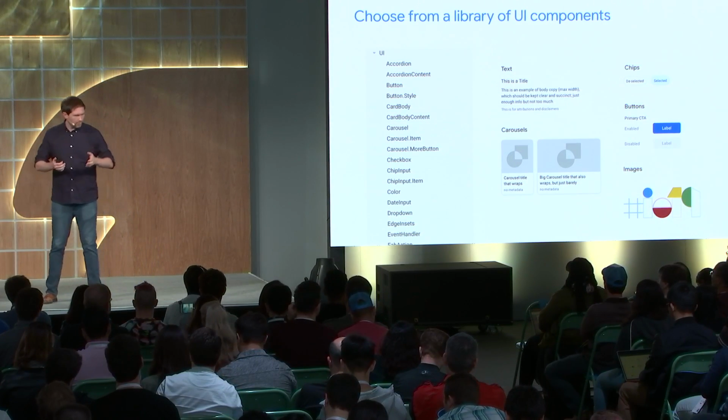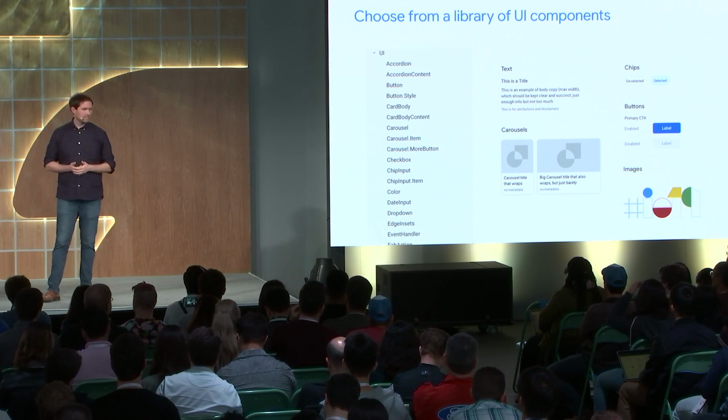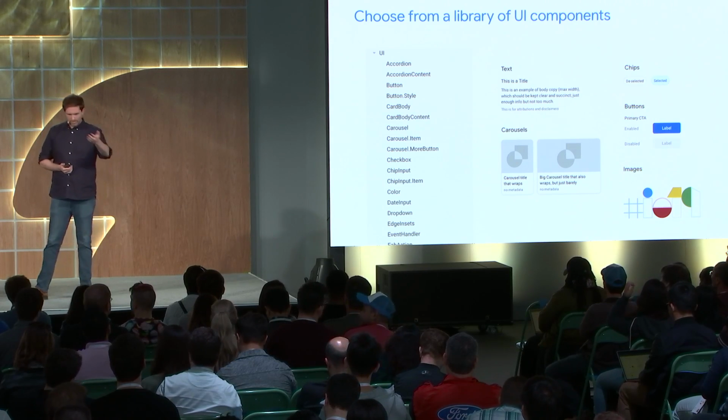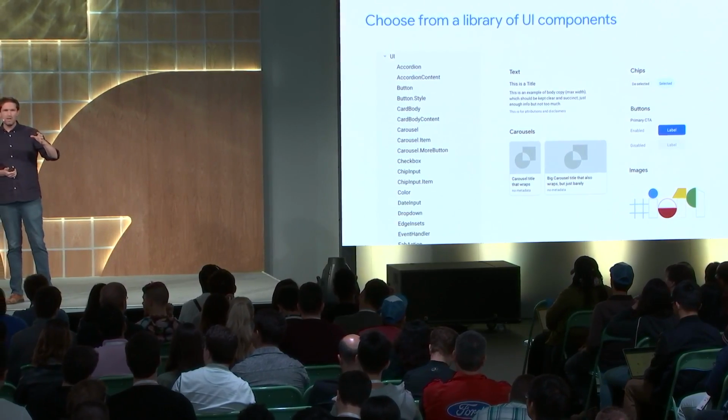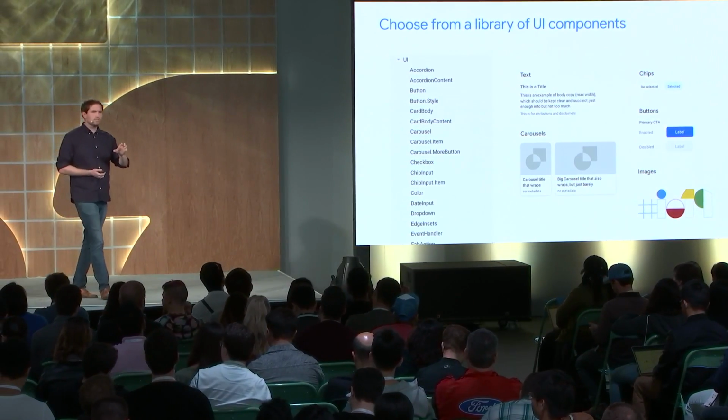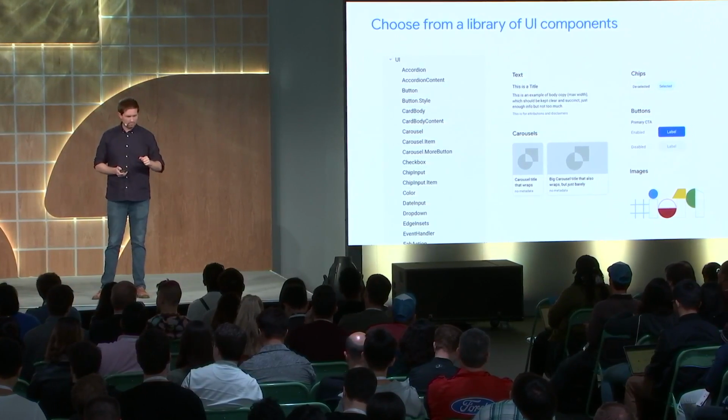So we offer a complete library of components. Here I've picked an example few. We've got text components and carousel components, chips, buttons, and images. We try to make it really easy for you to define the user interface of your mini app.